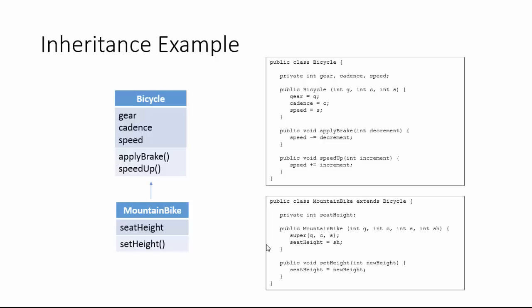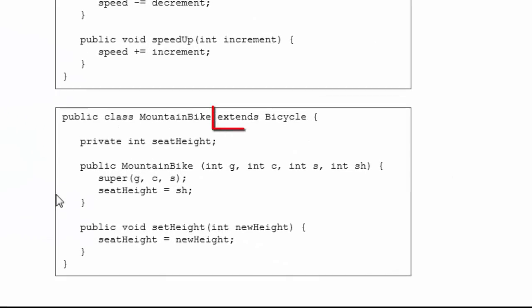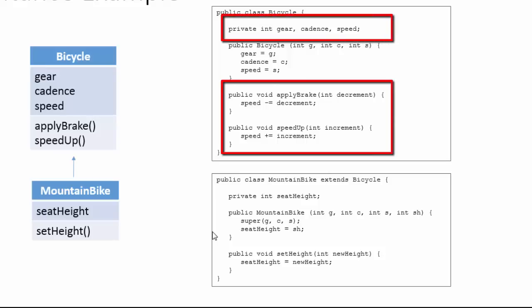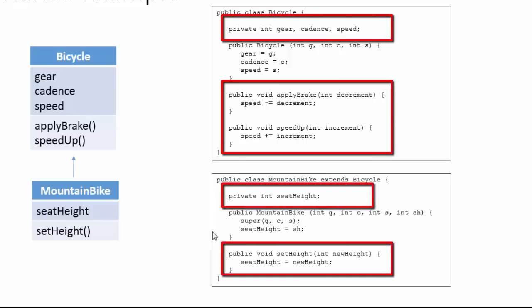We can extend the MountainBike class to use the Bicycle class. We use the keyword extends when defining the class header. Public class MountainBike extends Bicycle. MountainBike inherits all the variables and methods of Bicycle and adds the variable seatHeight and a method to set it. Except for the constructor, it's as if you had written a new MountainBike class entirely from scratch with 4 variables and 3 methods. However, you didn't have to do all the work.